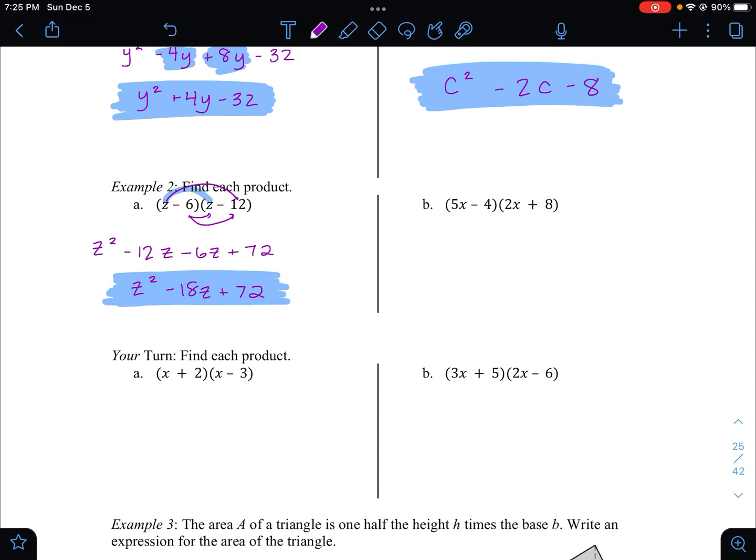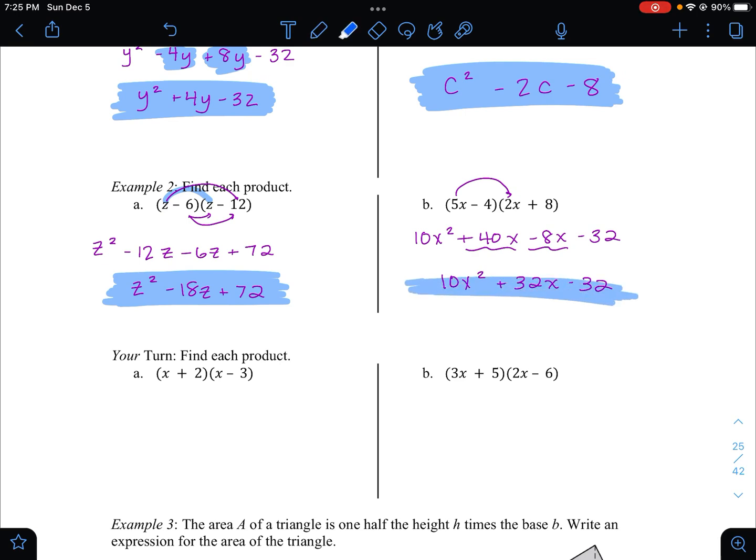Let's take a look at B. Only difference here now is that we have more coefficients with our numbers. So I'm going to have 10x squared plus 40x minus 8x minus 32. My two middle terms I can combine, and I get 10x squared plus 32x minus 32.